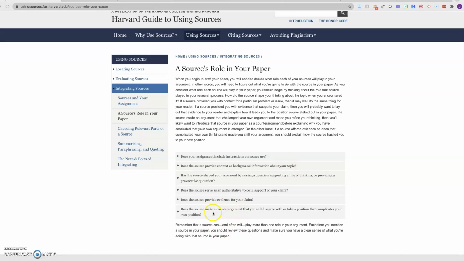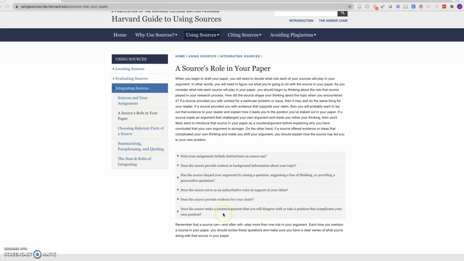So the last thing on this list is a source that may be offering a counter argument. In other words, it's maybe completely disagreeing and you're going to respond to that, or you lay out what the opposition says so that you can provide a response. That would be what counter argument means. But this other part where it says that the source might complicate your own position, it could very well mean that it's showing you an opposite view, but it also could be that it's making you maybe shift a little bit, or it's not as clear cut as an either or. It's showing that there is some more complexity to it.